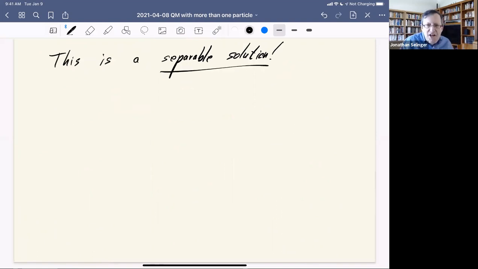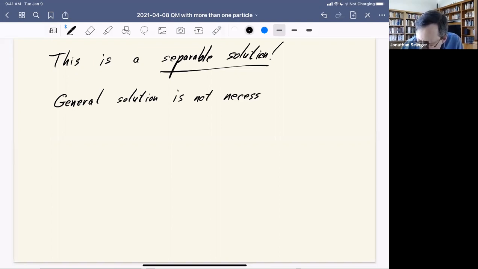Okay, but there's always a but. You know that not all solutions are separable solutions. Some solutions might be separable solutions, but the general solution might not be separable. The general solution is not necessarily separable.